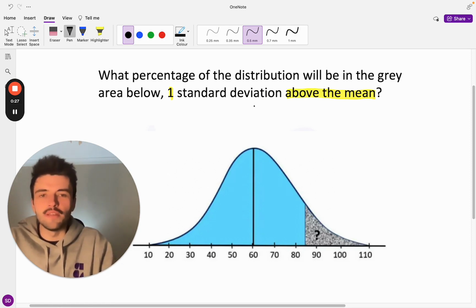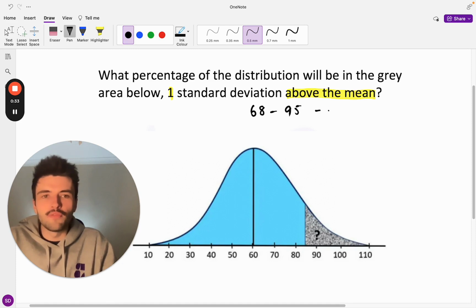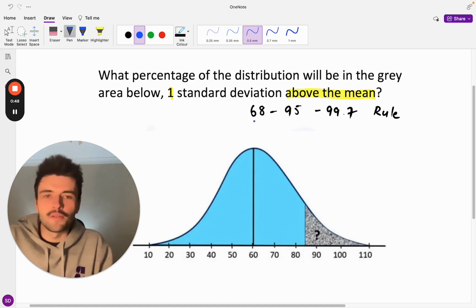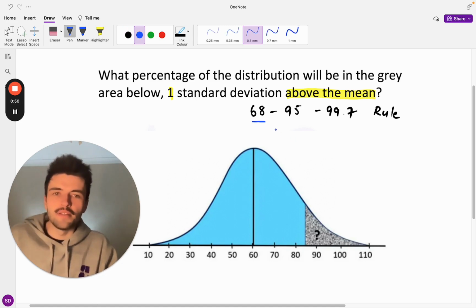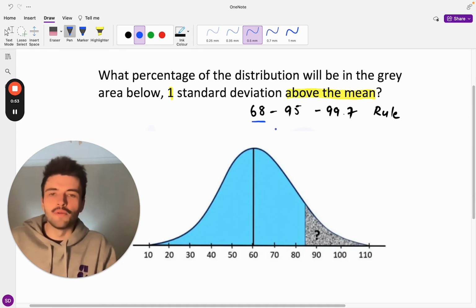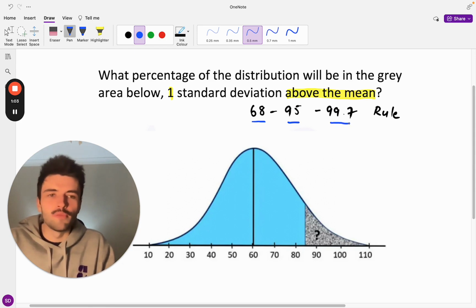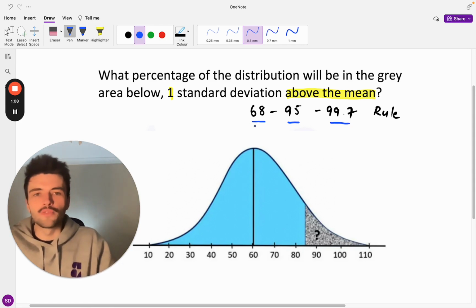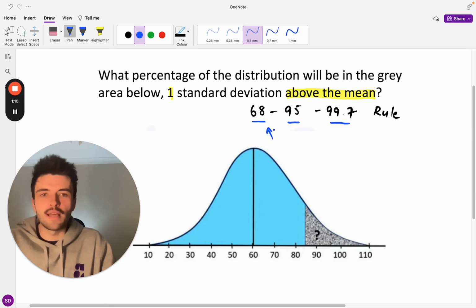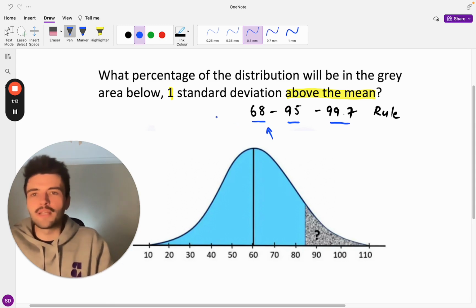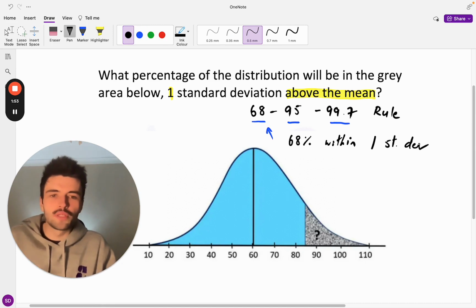and that's going to be the 68, 95, 99.7 rule. And essentially what this refers to is that there's going to be 68% of the data within one standard deviation of the mean, so above minus one standard deviation and below one standard deviation. And then this is for two standard deviations, so 95% is within two, and then 99.7% of the data is within three standard deviations of the mean. So for this question, we're going to just use this 68 in the rule.